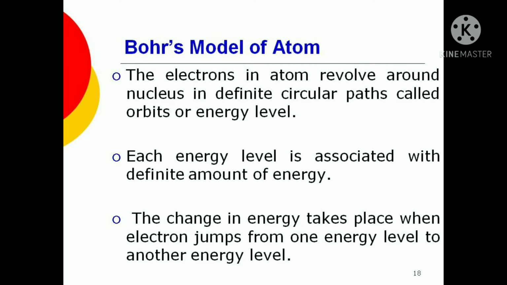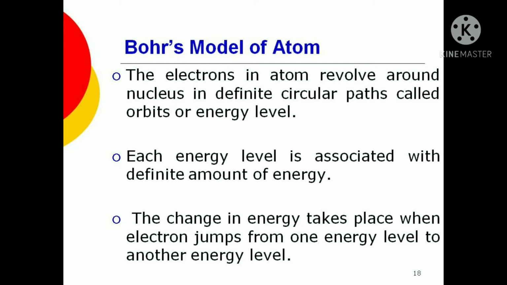Now, Bohr specifically concentrated on electrons, how they are revolving. So the electrons in an atom revolve around the nucleus in definite circles or paths called orbits, energy levels, or shells. Next, each energy level is associated with a definite amount of energy. So these levels have specific energy.